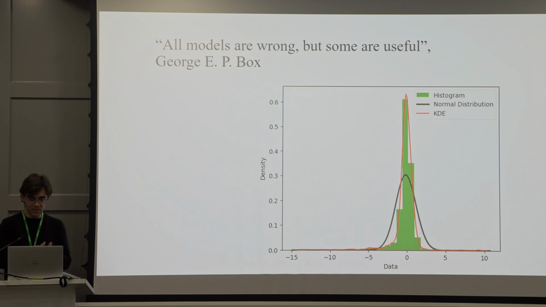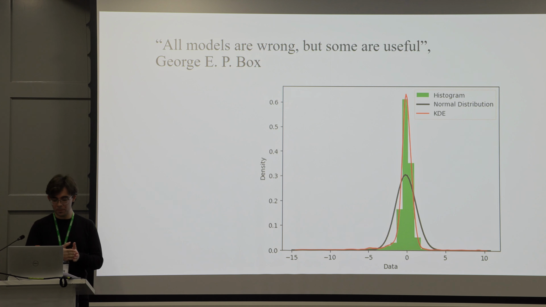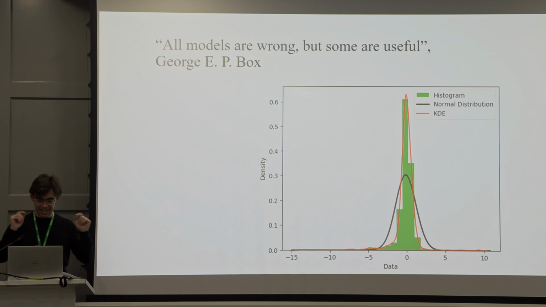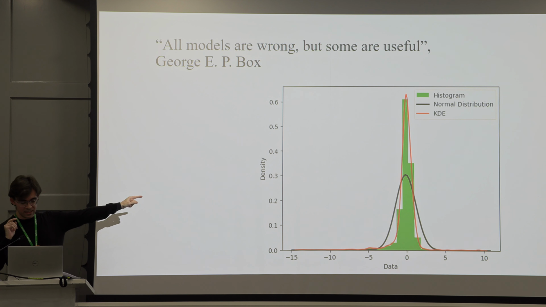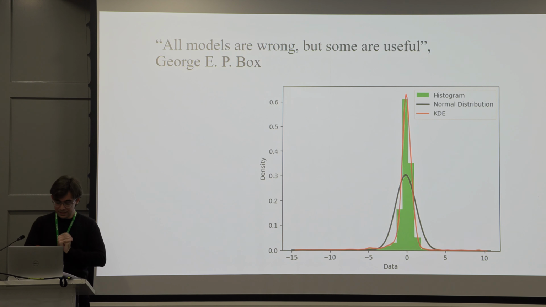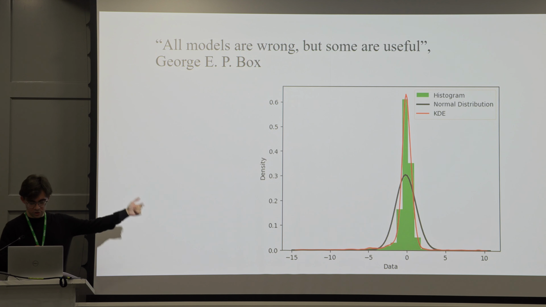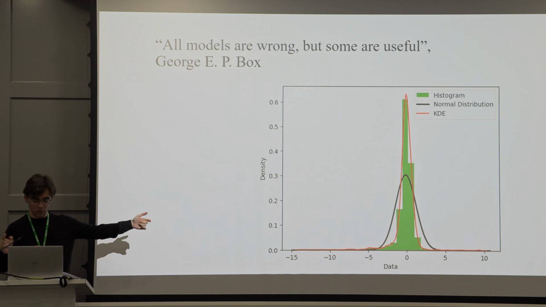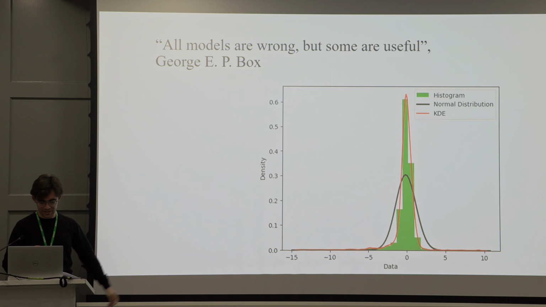All models are wrong, but some are useful. The histogram on the screen shows the monthly changes in WTI prices for the last 15 years. The red line is an estimation of the distribution, and the black line is what the distribution would be if it was normal. But as you can see, it isn't.